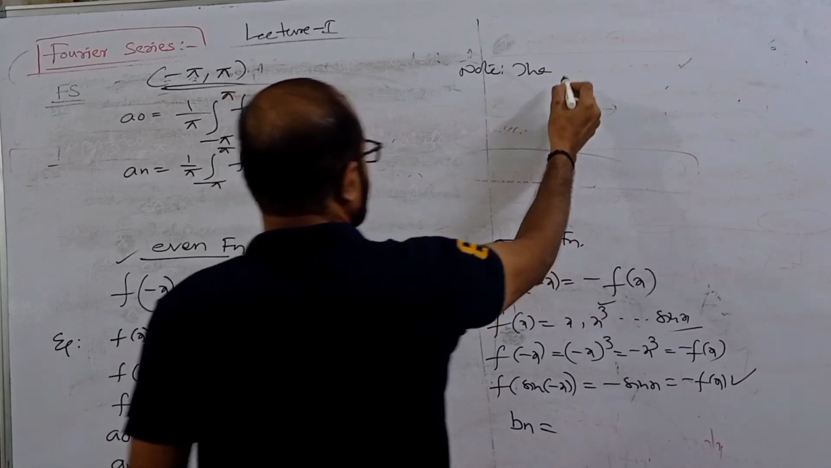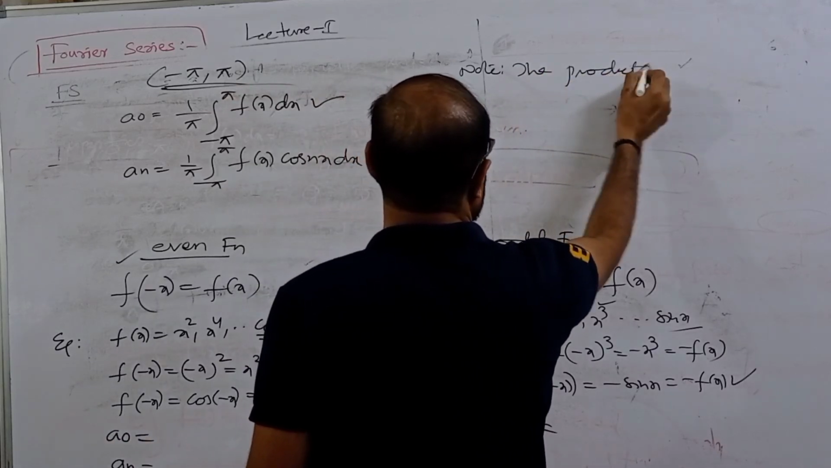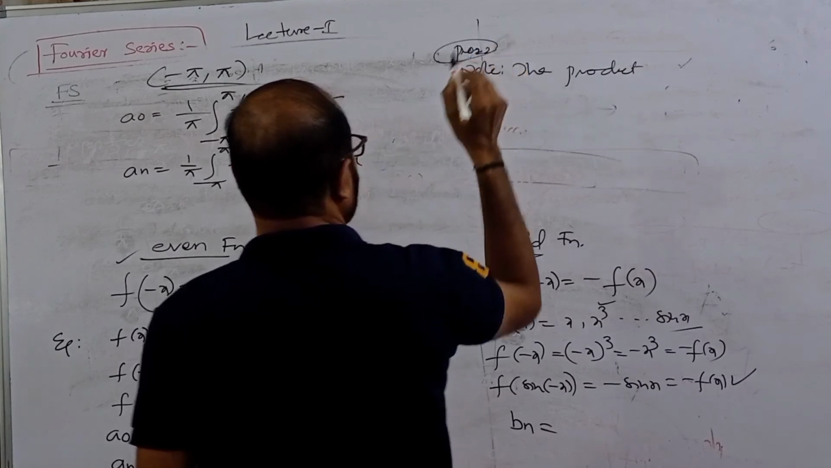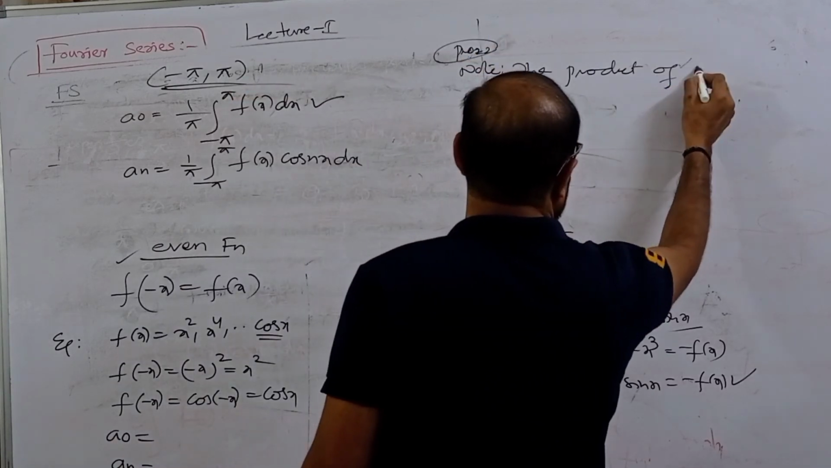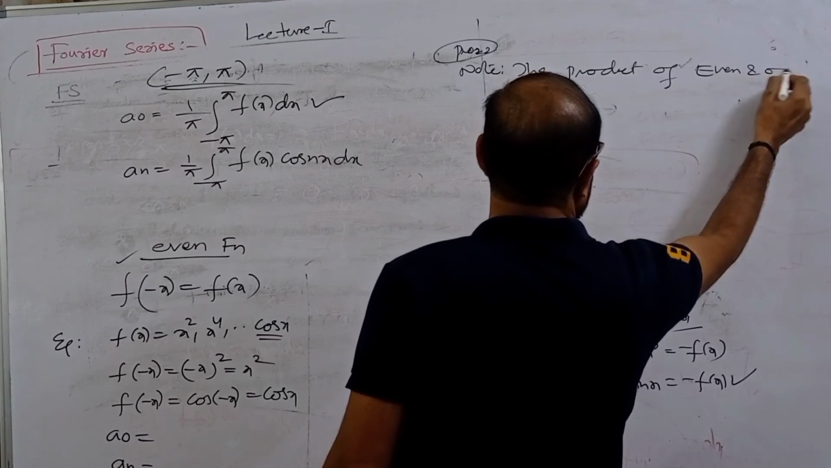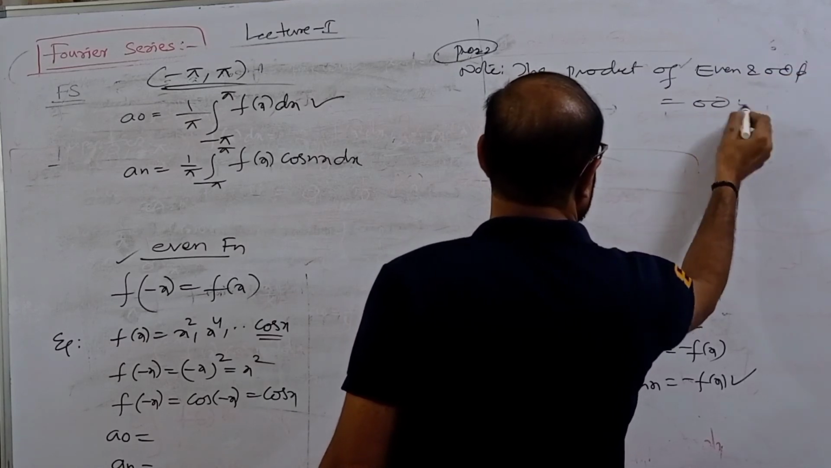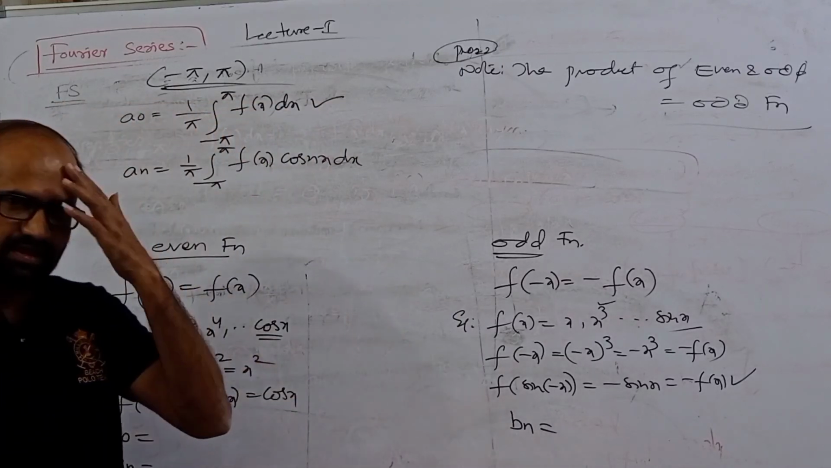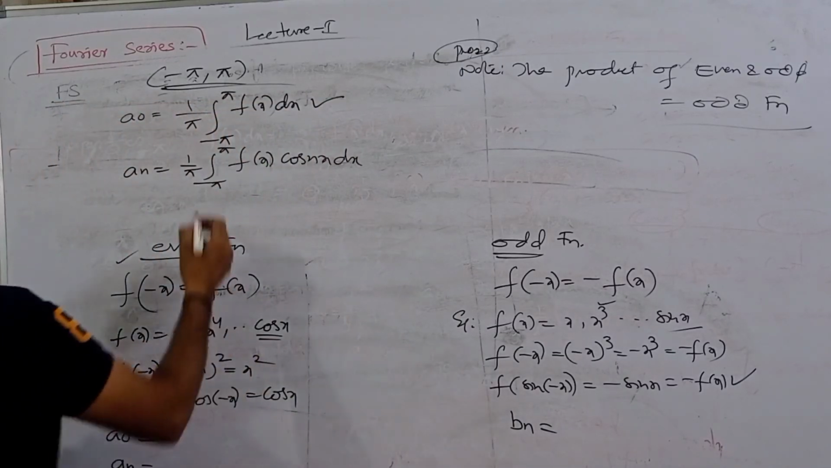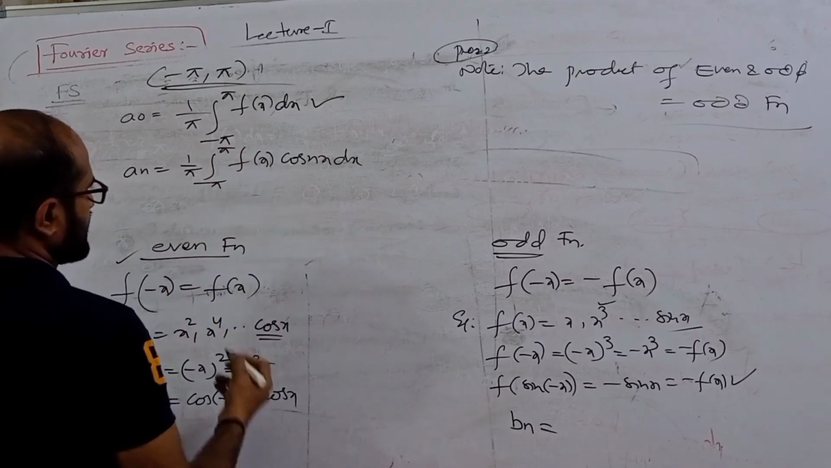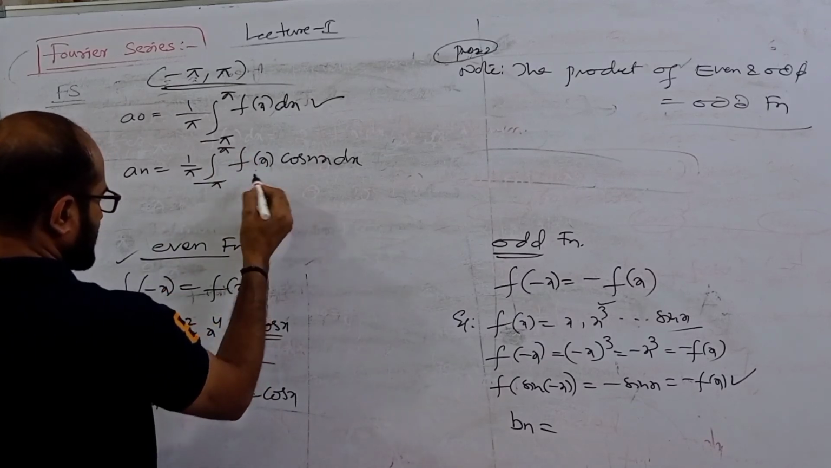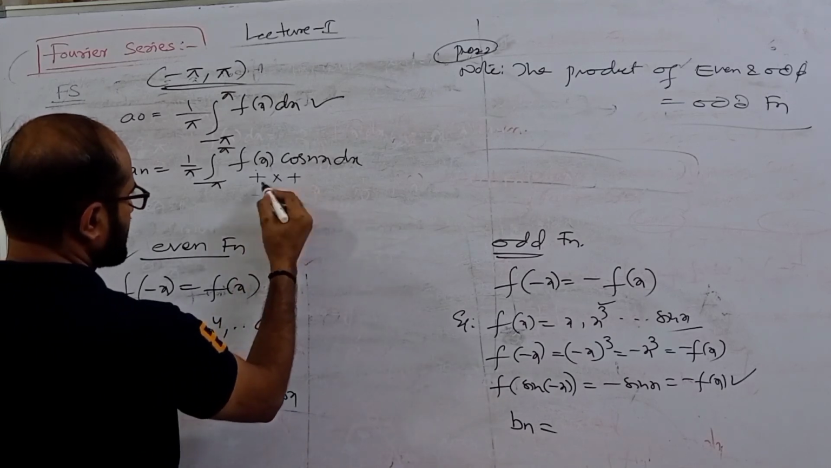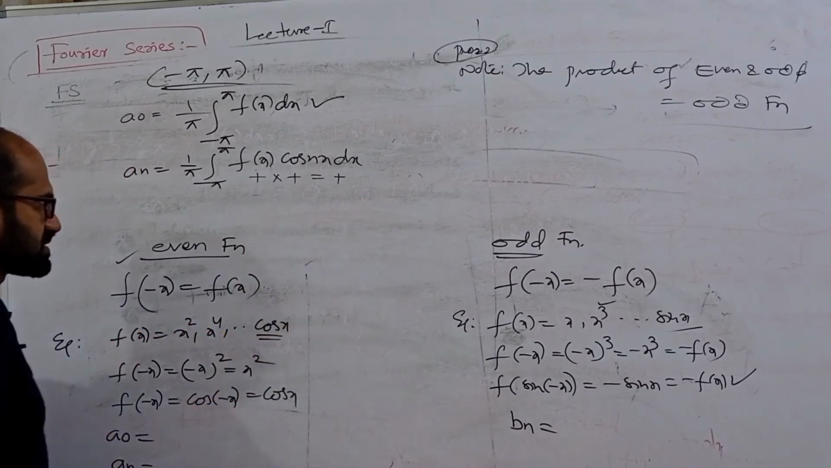In the Fourier series, write down property 2: the product of even and odd functions is nothing but an odd function. The product of an even and an odd function is compulsorily odd, right? So an equals 1 by pi into the integral from minus pi to pi of f of x dx. If f of x is an even function, and cos is also an even function, plus into plus you will get plus, even function.